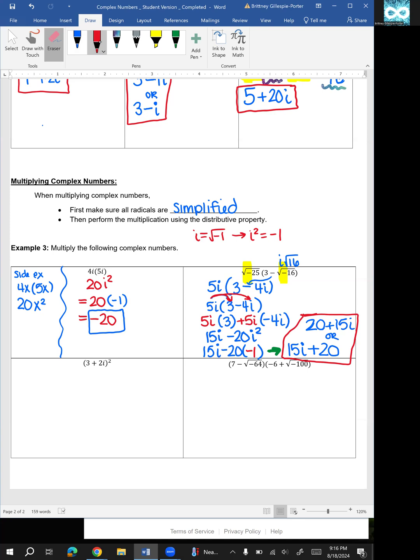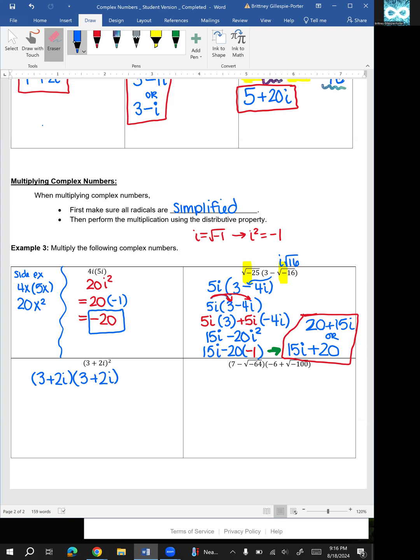2 more to look at. We have 3 plus 2i quantity squared. Do not try to distribute the square through the parenthesis. Remember, when you have something squared, like i squared, that means i times i. So when we have 3 plus 2i squared, that means we're going to have 3 plus 2i times 3 plus 2i.